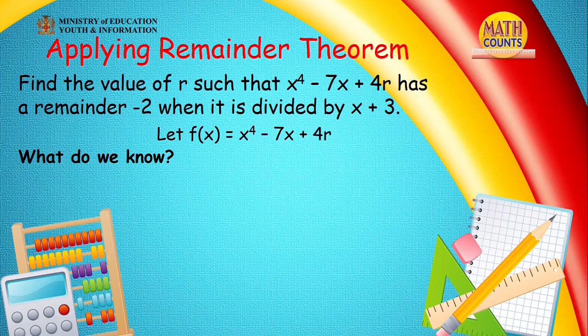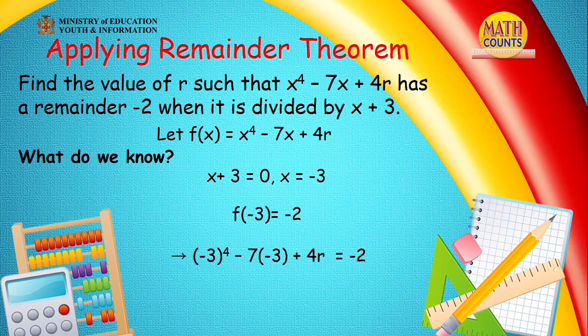What do we always start with? Let's set our divisor to 0 and solve for x. If my input to the function is negative 3, based on remainder theorem, I should get a negative 2. This gives me enough information to make an equation, as you see below. Negative 3 to the fourth power minus 7 multiplied by negative 3 plus 4r equals negative 2.